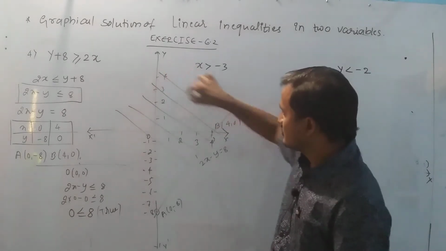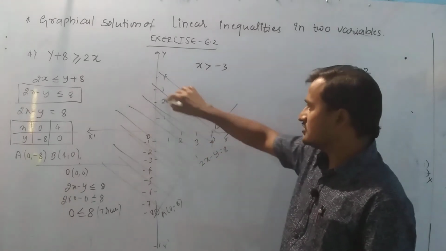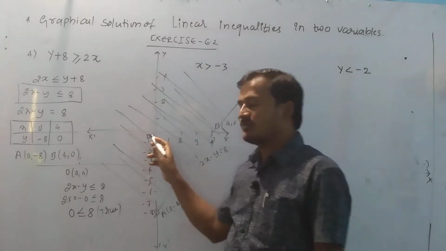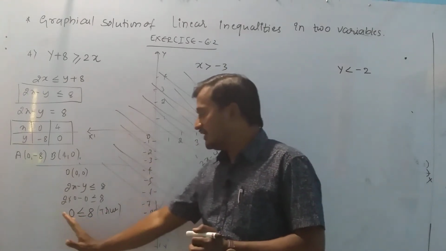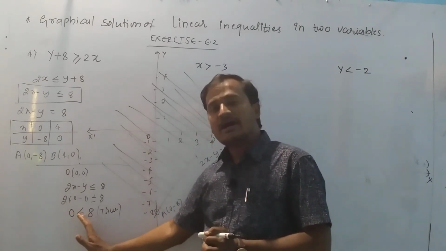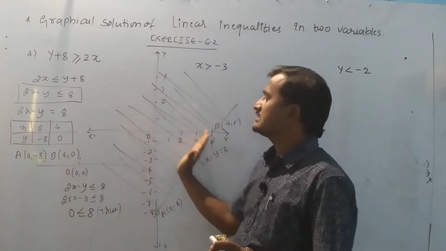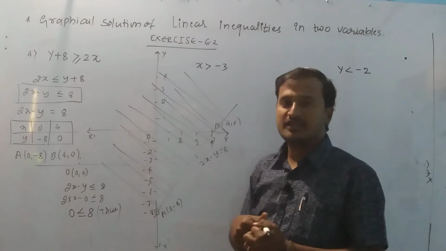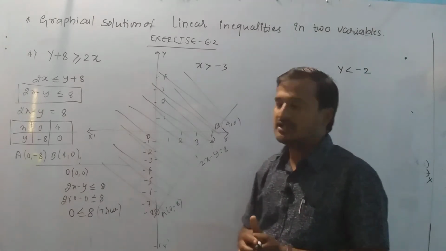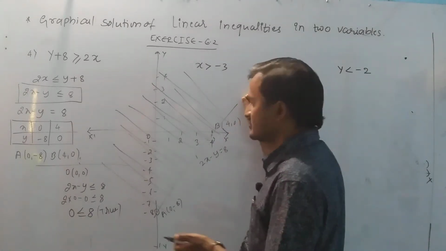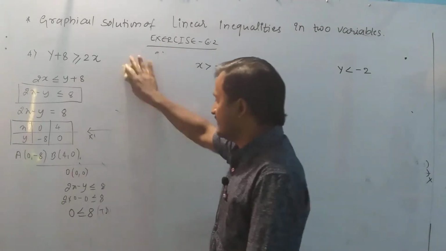So this is the solution region. Why I have said this region? Because after substituting the point 0, 0 in the given inequality, I am getting LHS less than or equal to RHS. So that is, I am getting a true statement. So therefore, the points lying above this line satisfy the inequality. Hence, I have shaded above this line. Okay, right. We'll go to the next question. So, I will remove this one because here I am not having the space. Okay, next.